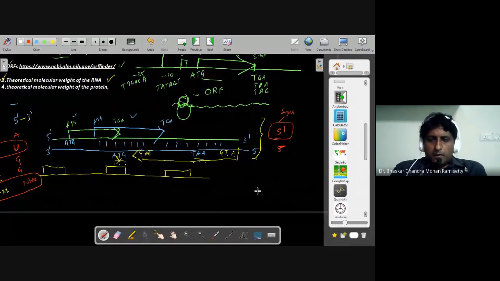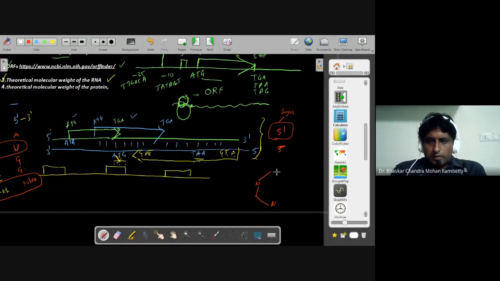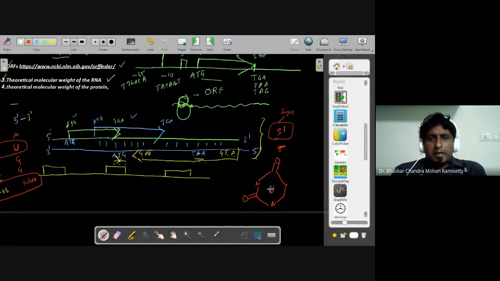So in uracil, uracil is easier to draw when something like this. You have N. You have a keto here, another one here. Solve for the double bonds. But this is something like uracil.